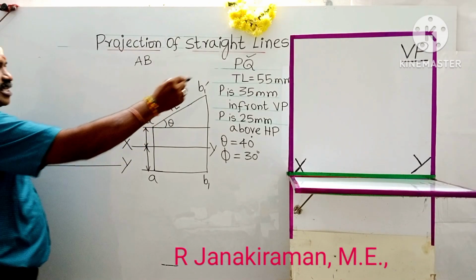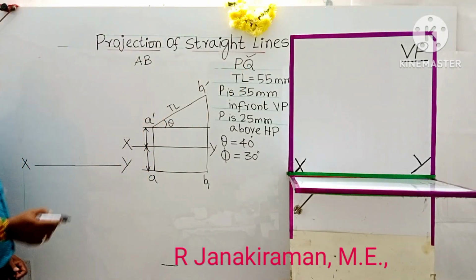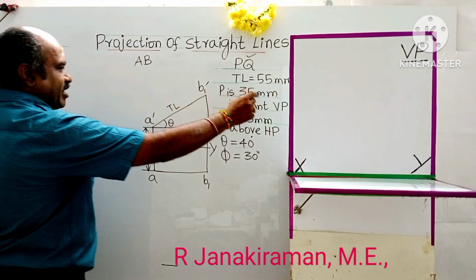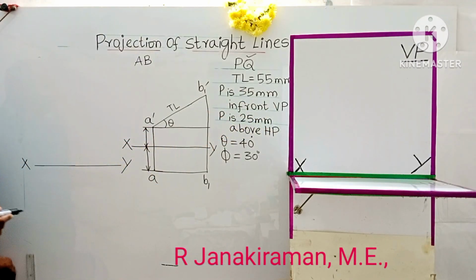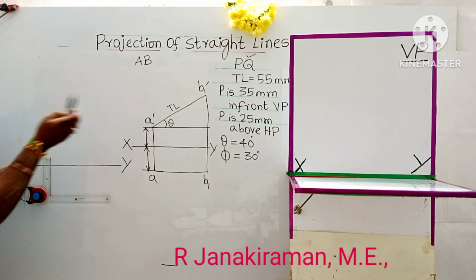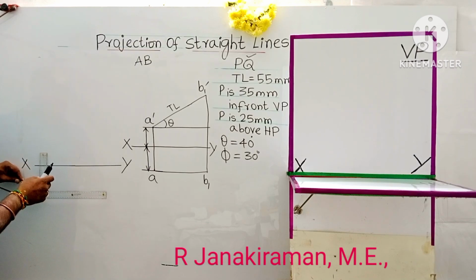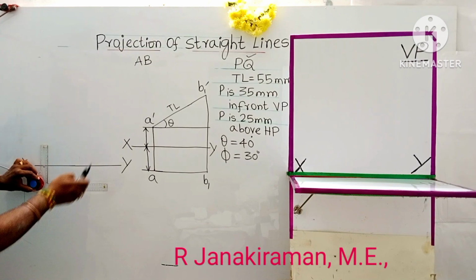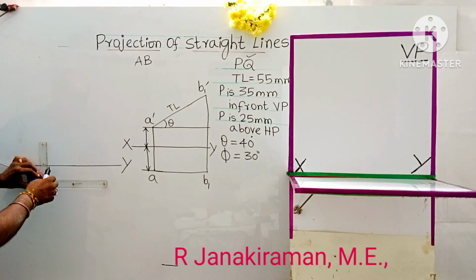But for us it is given as PQ, so we have to change the letters in the rough diagram. The location of point P is 35 mm in front of VP. In front distance will always come below the XY line, based on a concept called the straight line concept. So 35 mm means 3.5 centimeter.